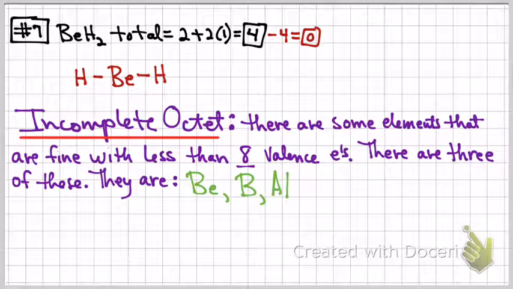Now, that doesn't mean they'll always have an incomplete octet, but many times they will. And when you run into that situation, it's okay. And you've got a valid dot structure for the molecule. All right, that's called an incomplete octet. Only 3 elements fit that criteria.